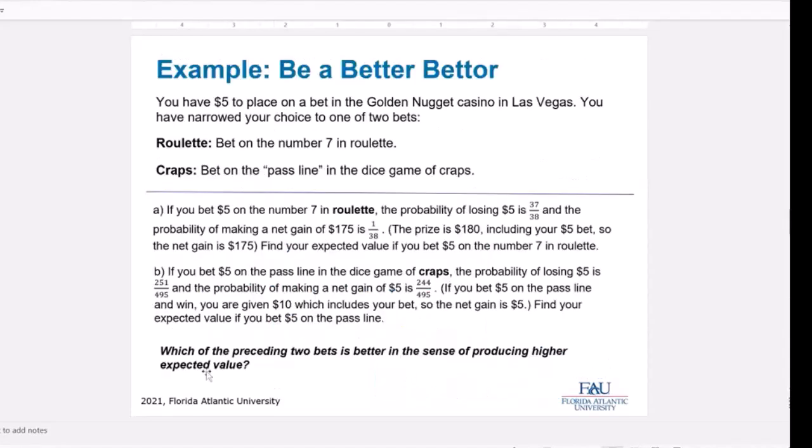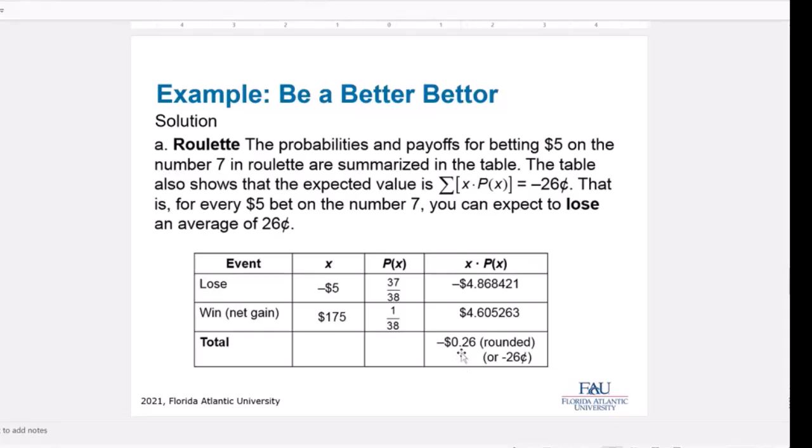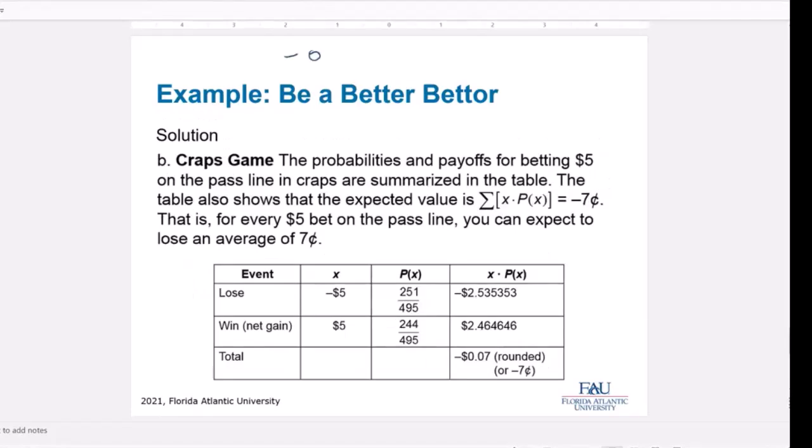The last thing it says is, which of the preceding two bets is better in the sense of producing higher expected value? We have an expected value here of negative 0.26, and we have negative 0.07. We want to know which is bigger, because the bigger the expected value when I gamble, the better chance I have of winning. On a number line, here's 0, negative 1, negative 0.5, negative 0.26 is here, and negative 0.07 is here. The more to the right it is, the bigger the number.